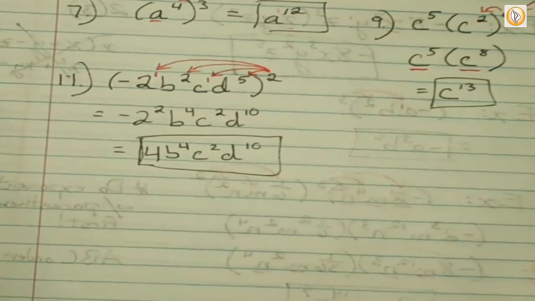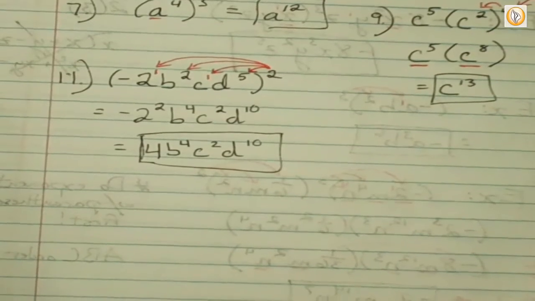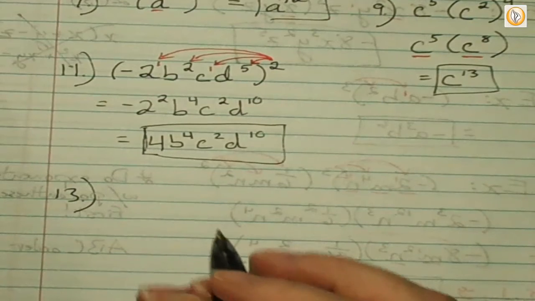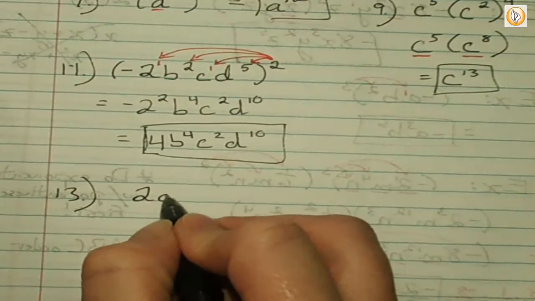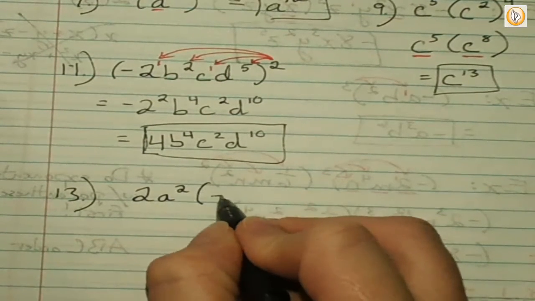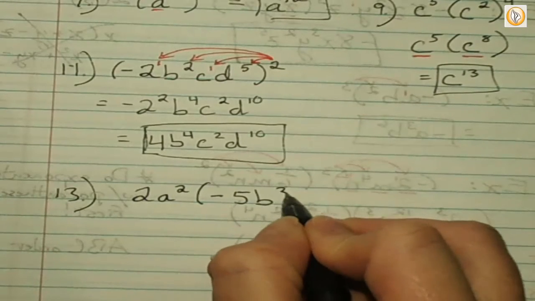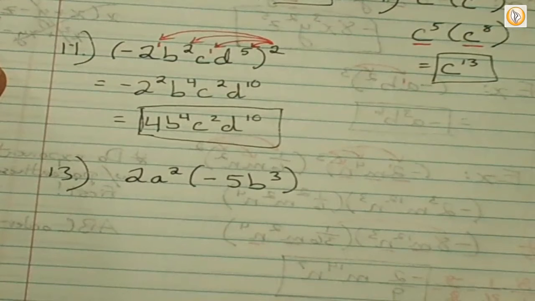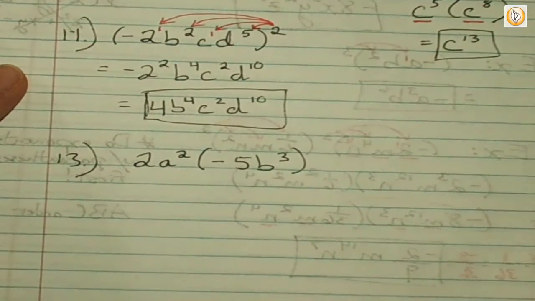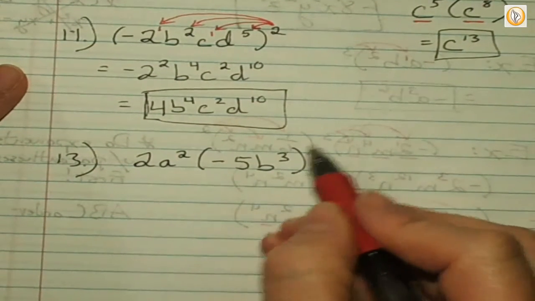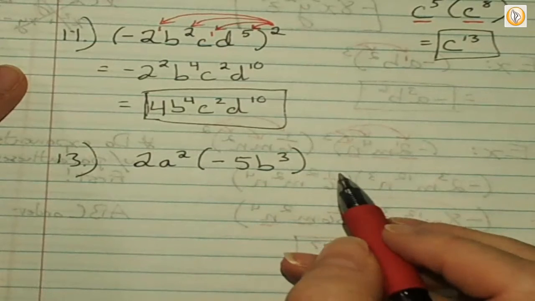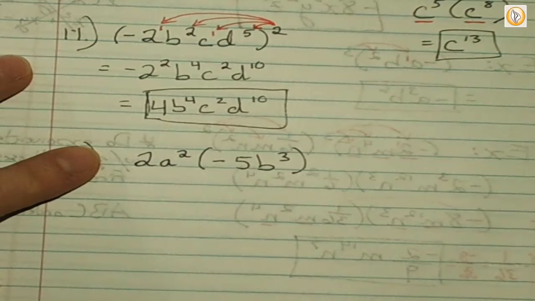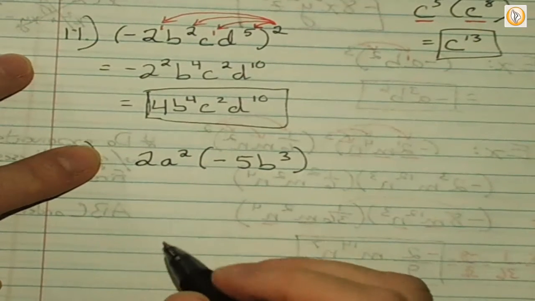Making sense? All right. Let's look at 13. We're moving on. Simplifying. I have 2a squared times -5b cubed. Valeria, you're my victim. So there's no exponent on the outside. So we just start multiplying this whole thing with this whole thing. Go ahead, get started.